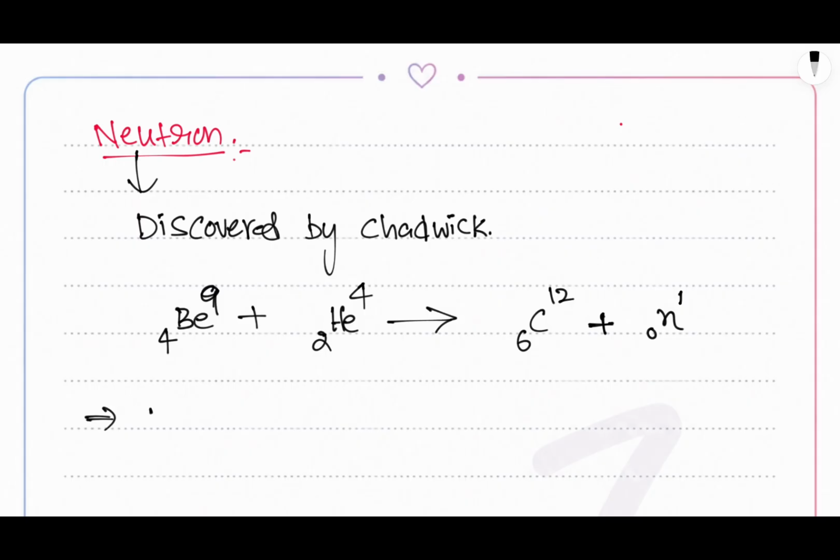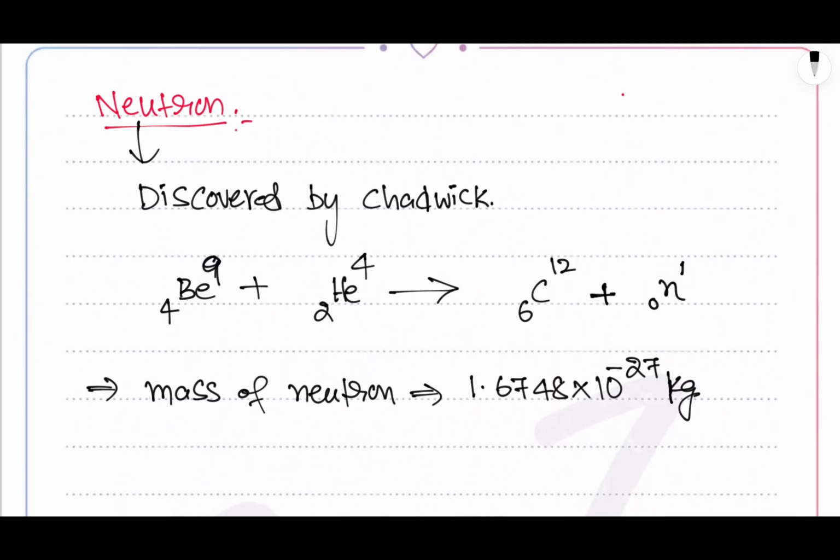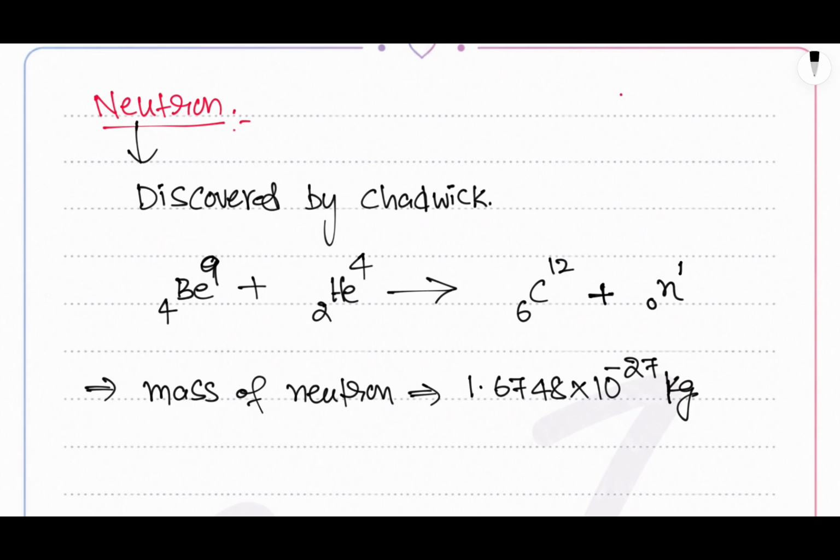And the mass of this neutron, if you observe, is 1.6748 into 10 power minus 27 kg, which is slightly greater than the proton. Okay, this is some information regarding subatomic particles.